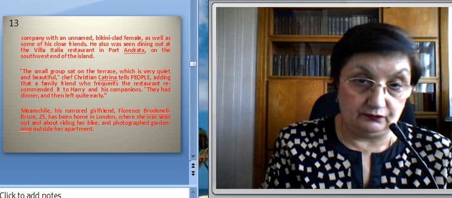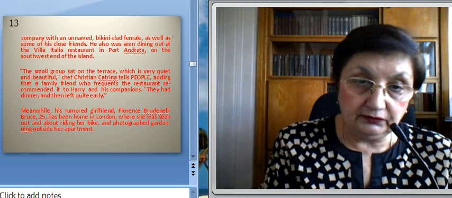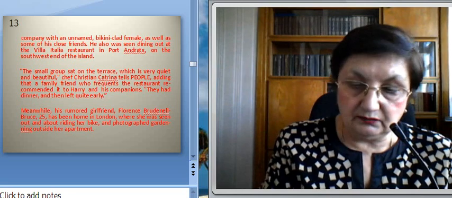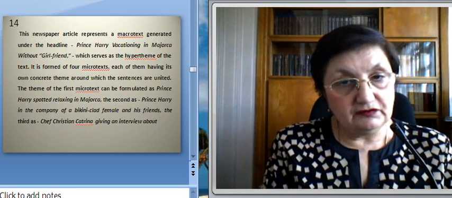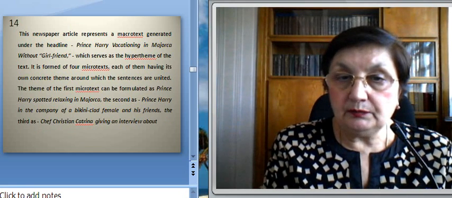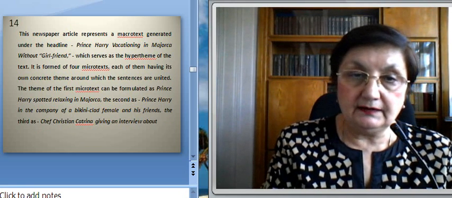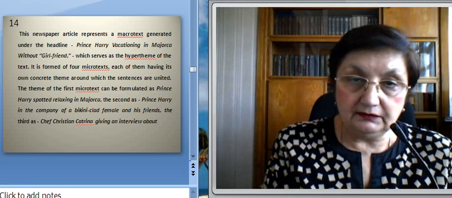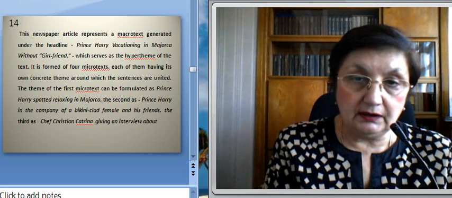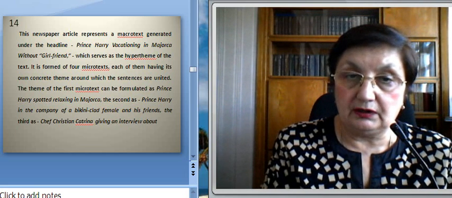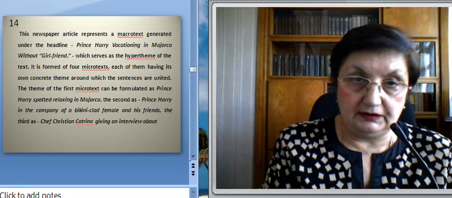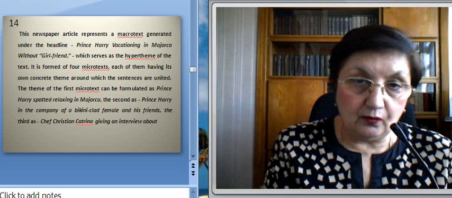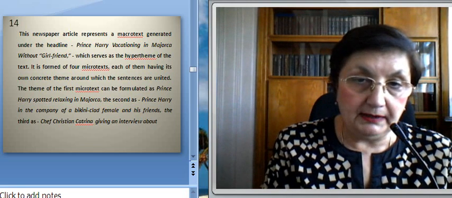This newspaper article represents a macrotext generated under the headline Prince Harry vacationing in Mallorca without girlfriend, which serves as the hypertheme of the text. It is formed of four microtexts, each of them having its own concrete theme around which the sentences are united.